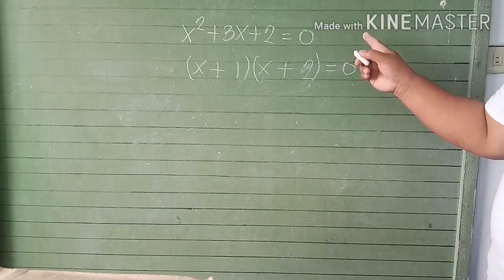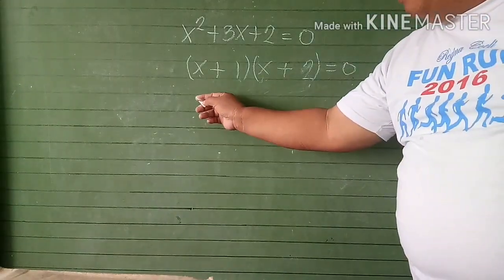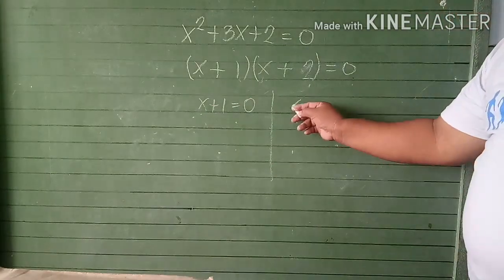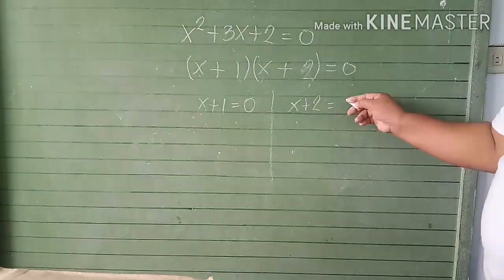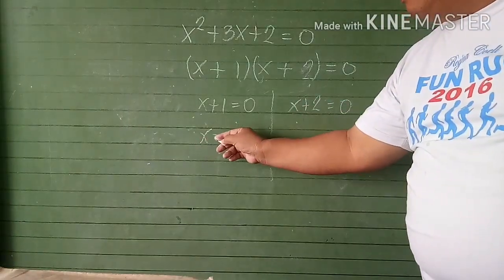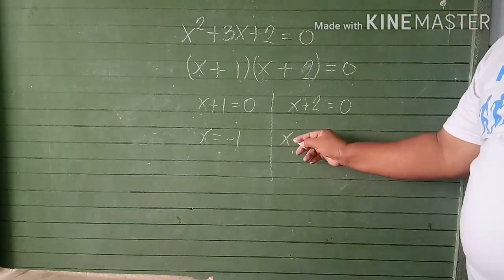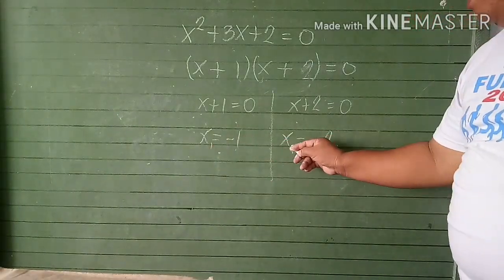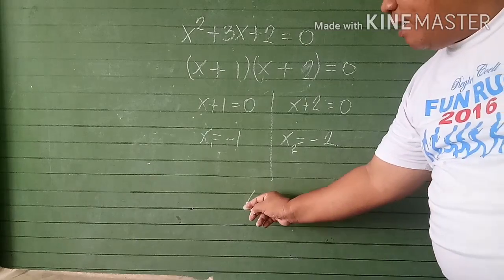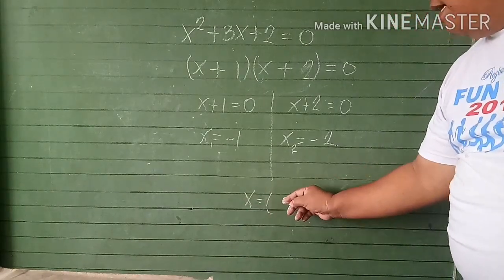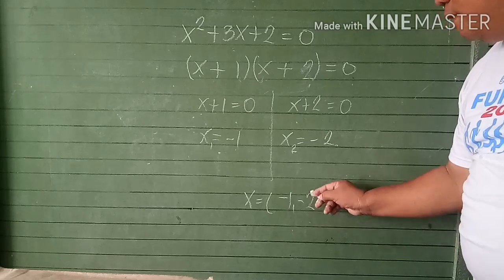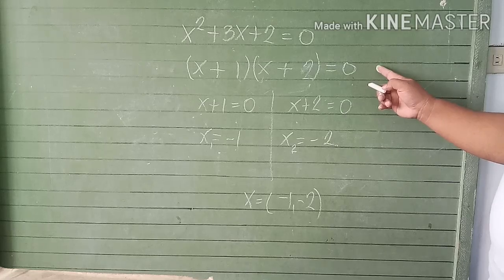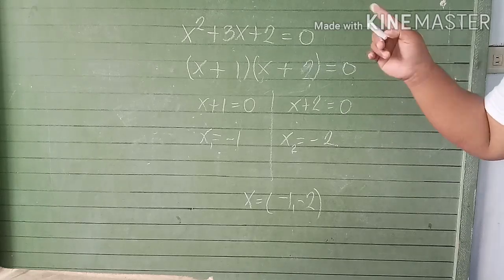Now, how do we find the roots of this quadratic equation? We're going to equate each of the factors to 0. So x plus 1 equals 0, and the other one is x plus 2 equals 0. So x is equal to negative 1 and x is equal to negative 2. This will be your x sub 1 and this will be your x sub 2. So it means that the values of x are negative 1 and negative 2. See? All roots are negative, all binomials are positive, and all terms are positive.